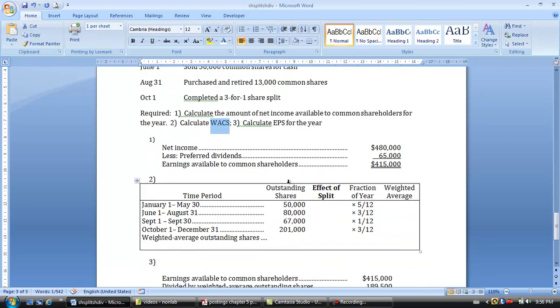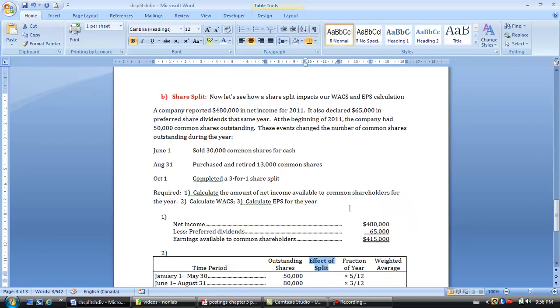So now we're going to go down here and set up a table very similar to what we did when we had the share dividend. The only thing that I'm changing here in this column is to say, instead of the effect of the share dividend, I'm going to say, what's the effect of the share split? So now, what do we know? Well, let me just minimize this a touch.